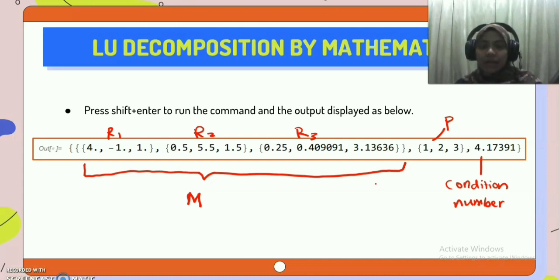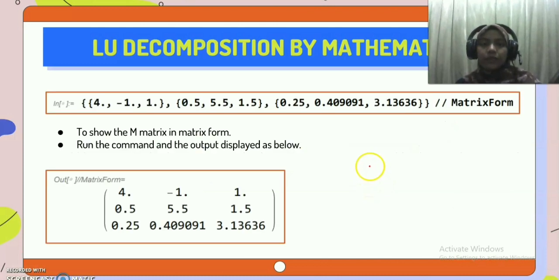For the next step, we just want to use the matrix M. For the P and condition number, we are not going to look at it, so just ignore the P and condition number. Next, to show the M matrix in matrix form, we use the command as above. So this is our list of matrix M, matrix form. Run the command and the output is displayed as below. So this is the matrix M in matrix form.